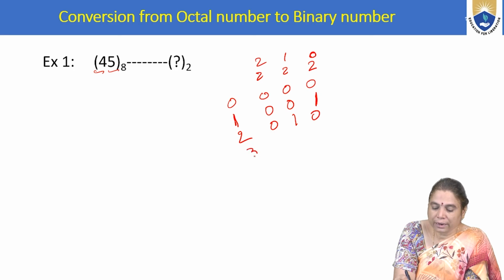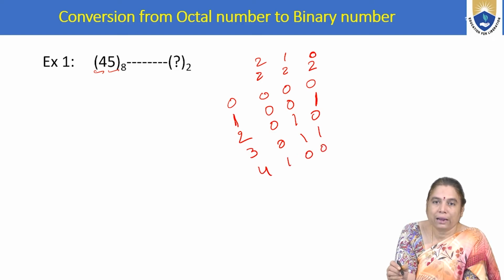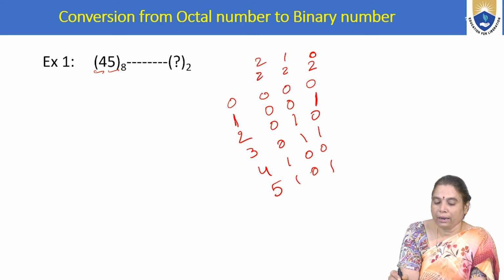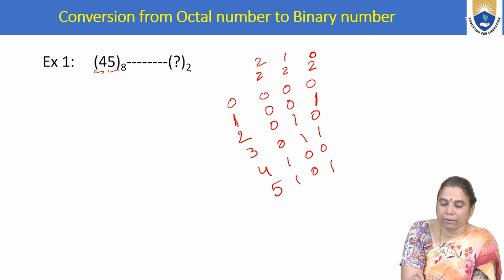To represent 3, these 2 are 1s, and this position value can be 0. To represent 4, this is 1 and these values can be 0. To represent 5, these 2 can be 1 and this value can be 0. So like that, the binary equivalent of a particular number can be written in order to get the binary equivalent.